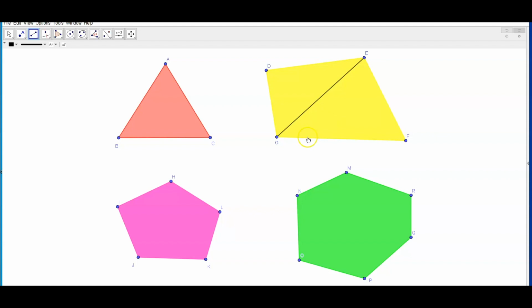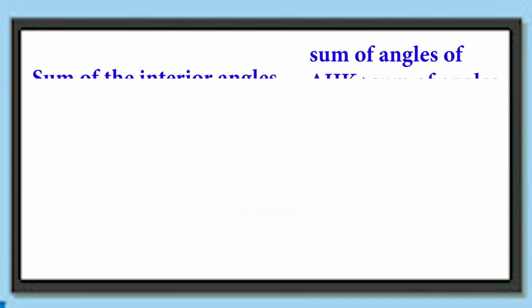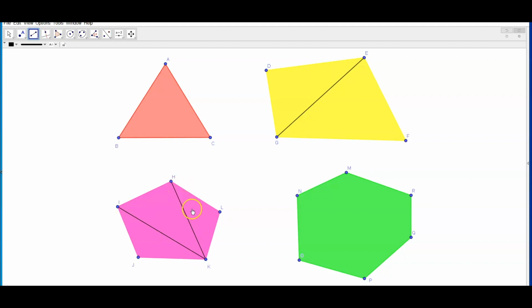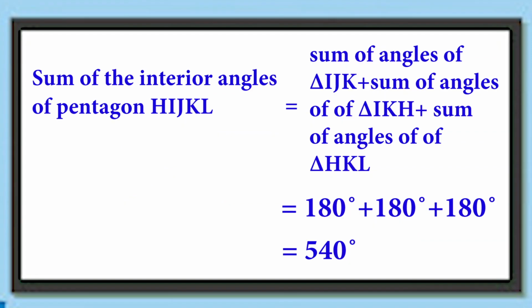Now moving on to the pentagon, again we draw the diagonals to split it into smaller triangles. We have joined two non-consecutive vertices, that is I and K, and then H and K. So now we have split the pentagon into three triangles. So the sum of the interior angles of this pentagon, which is H, I, J, K, L, will be equal to the sum of the angles of this first triangle, which is I, J, K, plus the sum of the angles of I, K, H, and then the sum of the angles of the third triangle, H, K, L. So it will be 180 plus 180 plus 180, which is equal to 540 degrees.